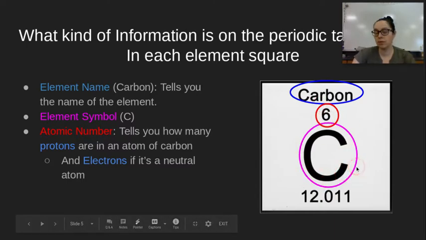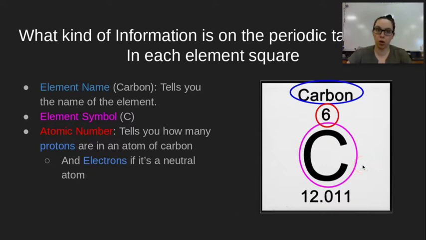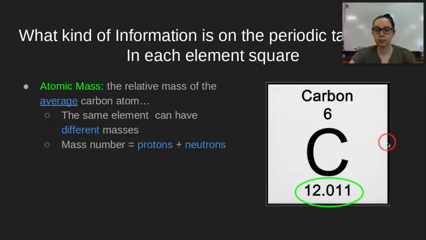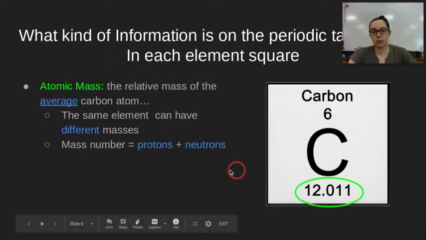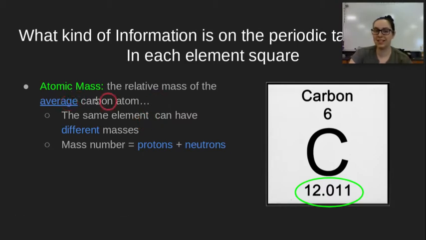If I have 7 protons, it's going to be nitrogen always. If I have 1 proton, it's going to be hydrogen always. The last little bit is this number down here. That's your atomic mass. This is the relative mass of the average carbon atom.